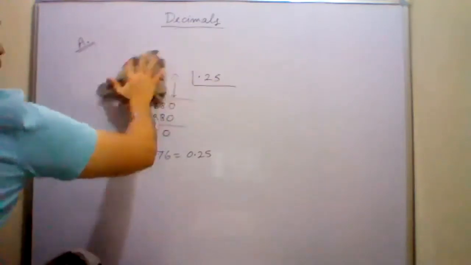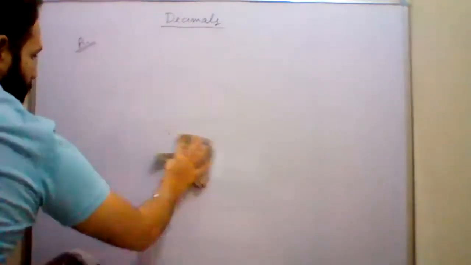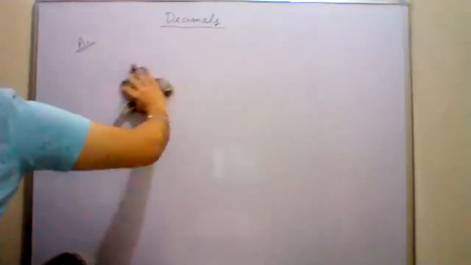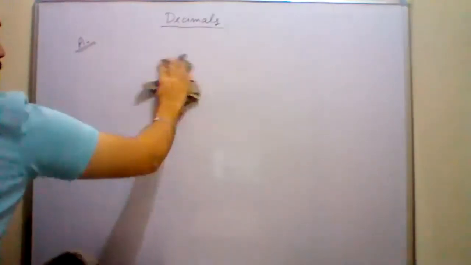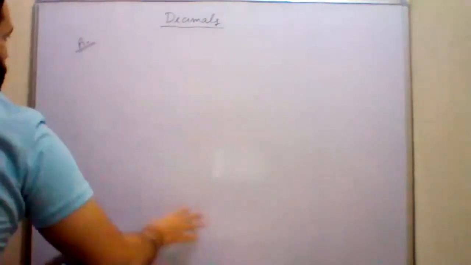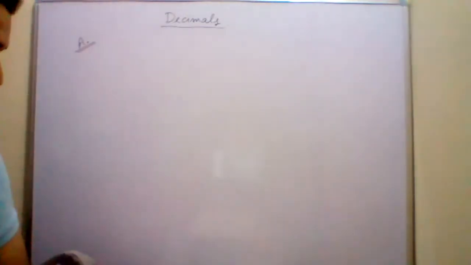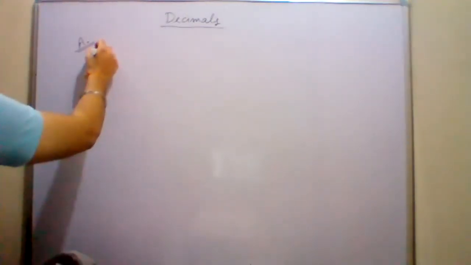I am doing the seventh one here. In the seventh, we will not get the remainder as 0. The seventh is an approximate answer.